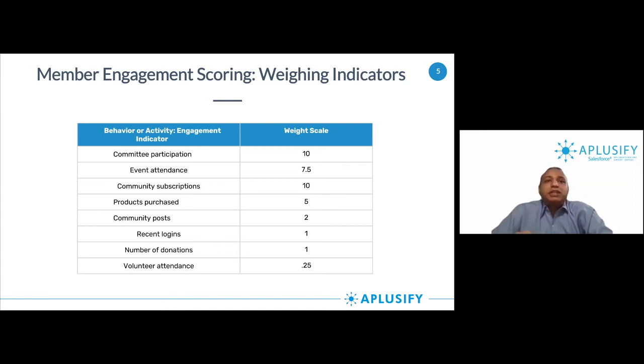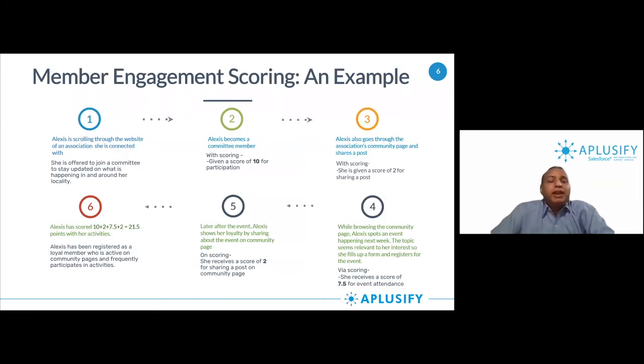So here we have seen that we are giving a weightage of 10 on committee participation, right? But you can say that, no, I want to give a weightage of 10 on event attendance, and I want to give a 5 on community posts. So this weightage can vary depending on your requirements. So this is an example. And then once you have defined your weightage and your indicators, it's easy to calculate.